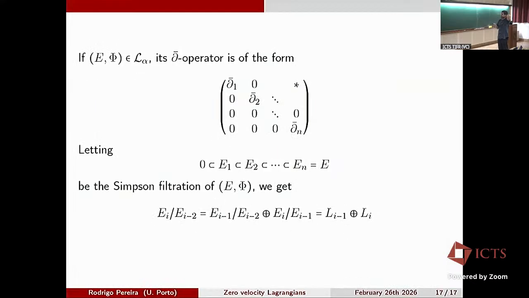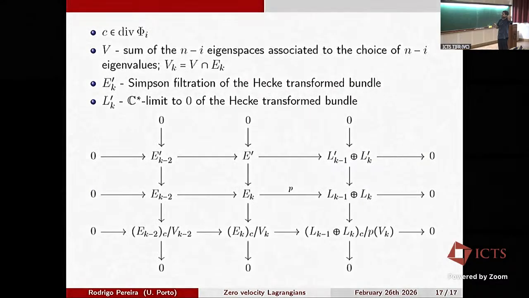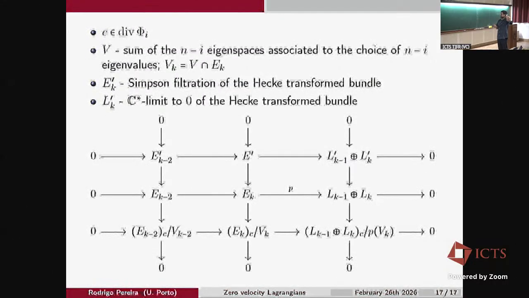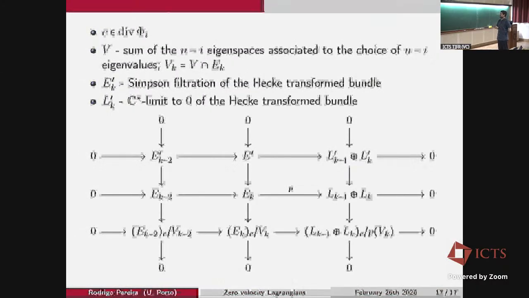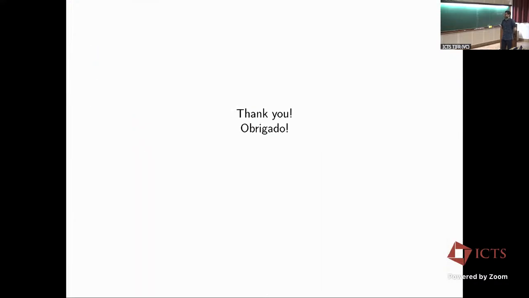So I'll give you, maybe I still have some 10 seconds. So there is a certain diagram that you have to check that commutes, but essentially everything works as it should, which is very nice. And so it shows the result for n odd. And that's it. Thank you.